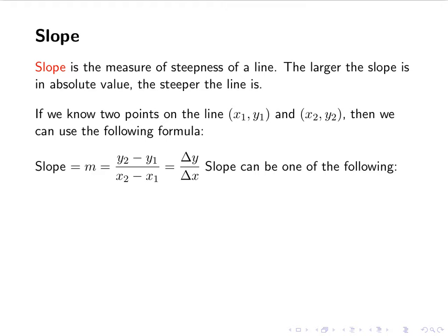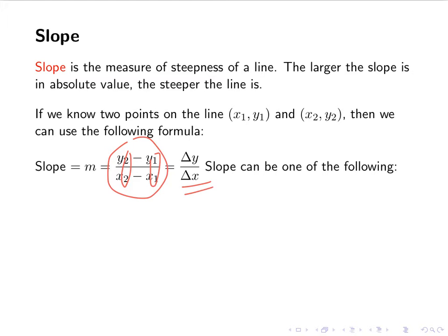So slope is usually denoted by the letter m, which comes from the Greek word for mountain, and the equation that we're going to use is y2 minus y1 divided by x2 minus x1. So it doesn't matter which point is x1, y1 and which point is x2, y2, as long as you're taking the points from one of them and subtracting the points from the other. So it could be y1 minus y2 over x1 minus x2, but as long as the subscripts match, that's what really matters.